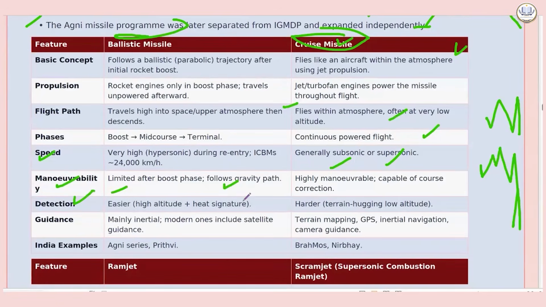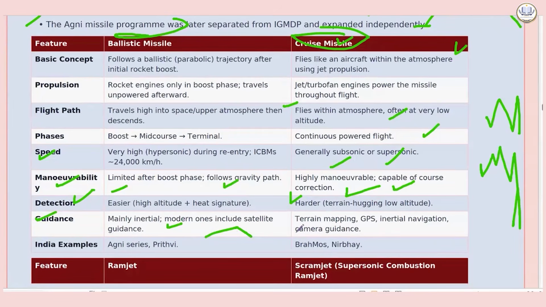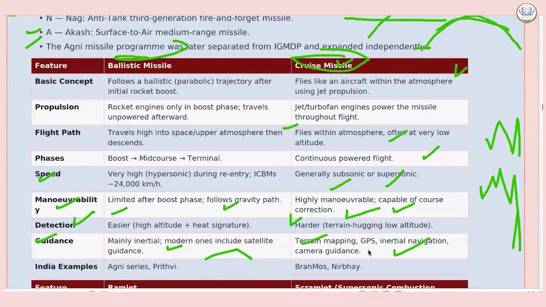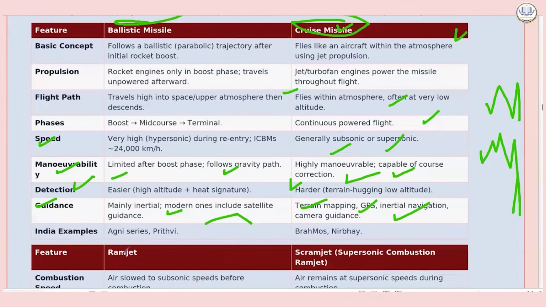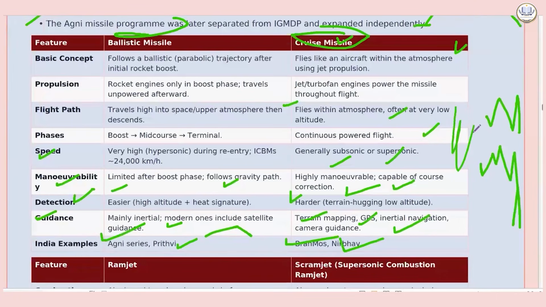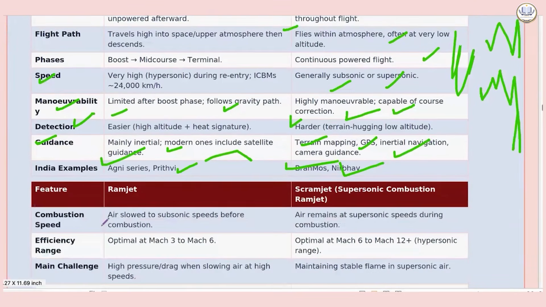Detection is easier for ballistic, harder for cruise because it is terrain hugging, low altitude. Mainly ballistic uses inertial guidance, and modern ones include satellite guidance as well. Cruise uses terrain mapping, GPS, inertial navigation, camera guidance. India's Agni series is part of ballistic, then Prithvi. BrahMos and Nirbhay are part of cruise missiles. If you have to hit a specific target precisely, we will use cruise.